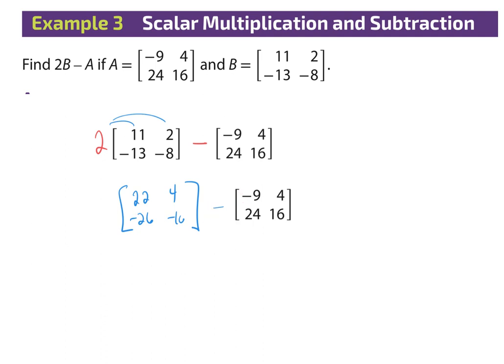And so honestly, the difficulty is just to make sure that you remember what you're doing. 4 minus 4, that's easy. Again, -26 minus 24. So we're going to say a -50 here. And then -16 minus 16, -32. So pay attention to your positives and negatives. That's really the most difficult part of that.